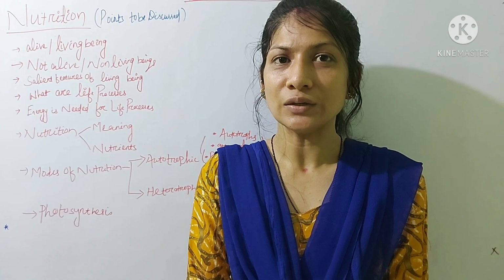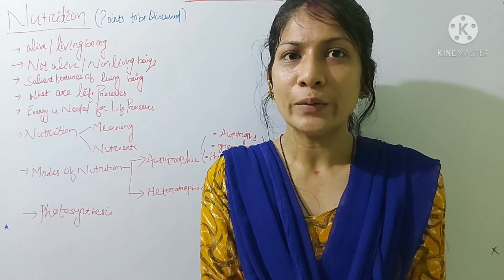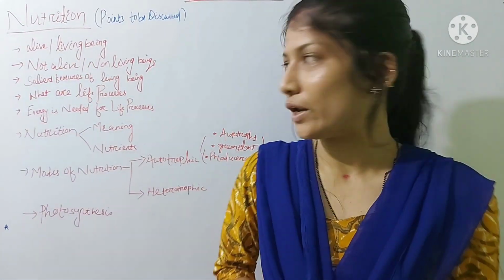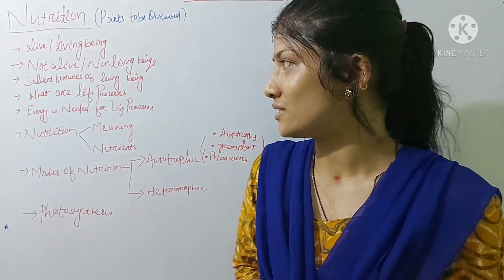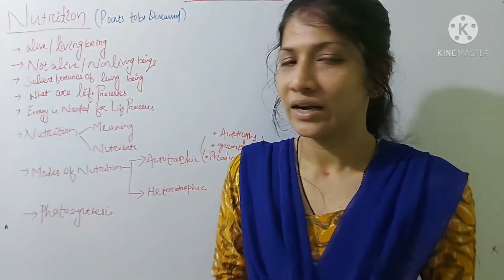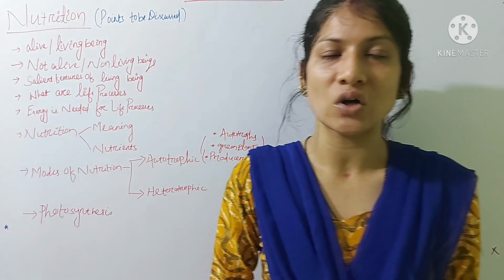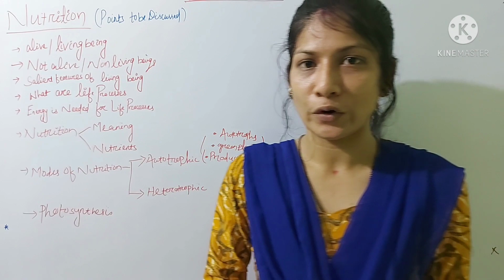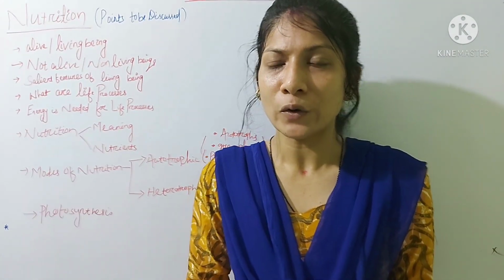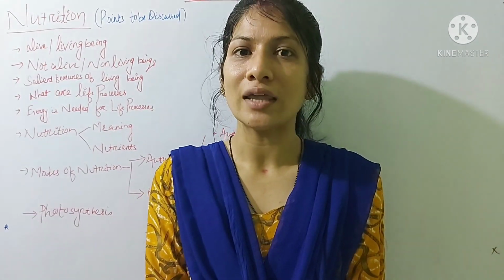Today I will teach you your class 10 biology first chapter, that is nutrition. Points to be discussed today are alive or the living beings, not alive or the non-living beings, salient features of the living beings, what are life processes, energy is needed for life processes, what is nutrition, what is a nutrient, and what are the different modes of nutrition, that is autotrophic and heterotrophic mode of nutrition, and finally what is photosynthesis.